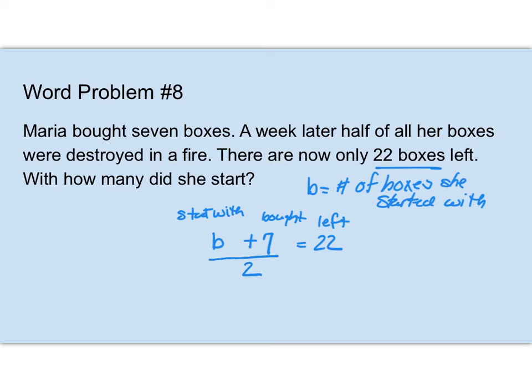So this one I'll work through with you. I'm going to solve this by multiplying both sides by 2. My 2's will cancel here and leave me with b plus 7 is equal to 44. Then I'm going to subtract 7 from both sides. So the number of boxes she had before she bought anything in the fire was 37 boxes.